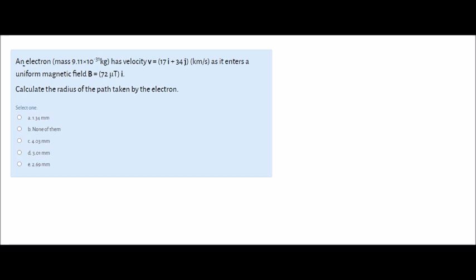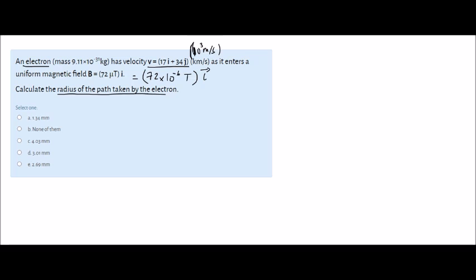Next question, still with magnetic field. This time we have an electron instead of a proton. So the mass is given. The electron has a velocity v equal to 17i plus 35j kilometers per second. That's very important, 10 to the power 3 meters per second. Convert from now, okay, to not forget. Good. B is equal to 72 micro Tesla, so 72 times 10 to the power minus 6 Tesla along i. Good. So we have B, we have v. Calculate the radius of the path taken by the electron.